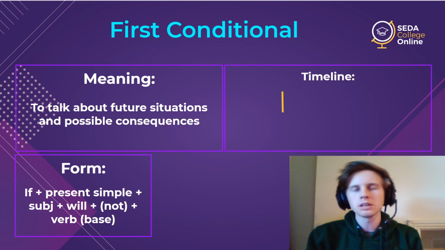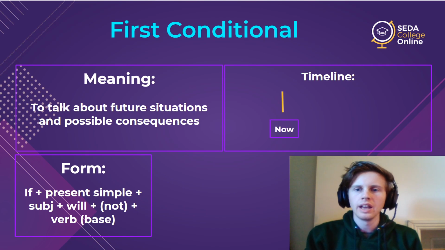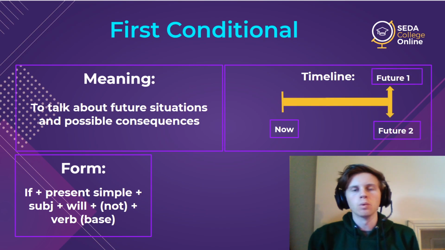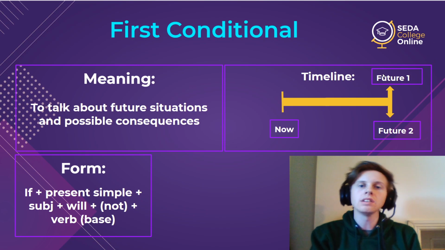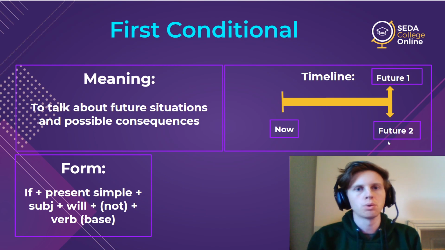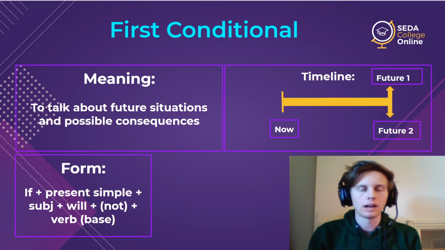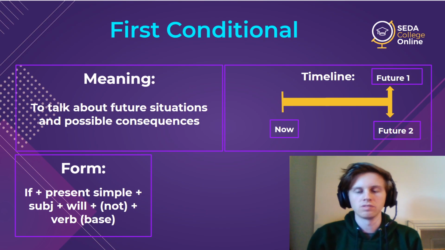If you think about the first conditional, you're talking about now. You're standing right now in the present, and you're talking about two possible futures. One, if this happens, I'll do this, and if not, then I'll do this. That's what's most important for the first conditional. Always remember, it's for real outcomes, real futures, and real things that are possible for your life and your situation.